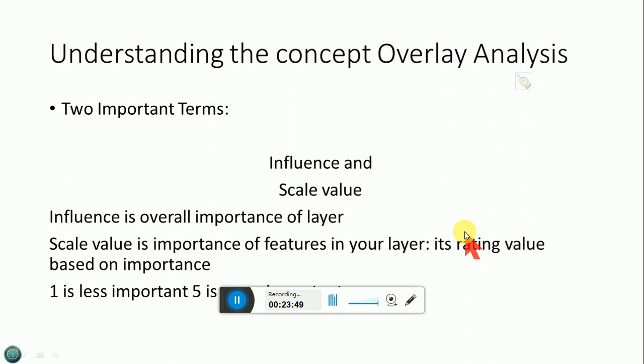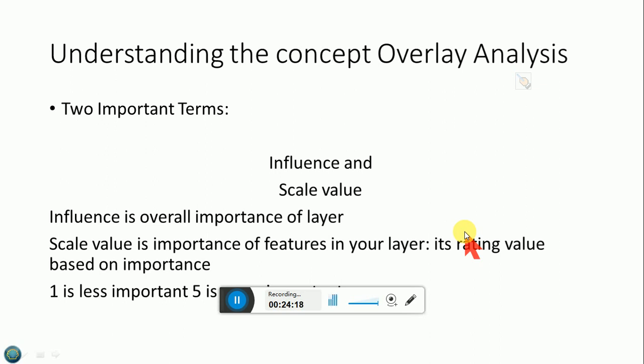The influence is the overall importance of a layer. It means simply, in this specific example we have 5 layers. So which layer is the most influential to produce a groundwater potential? Is it rainfall? Is it lineament density? Or maybe is it some other factor? That is what is meant by influence.